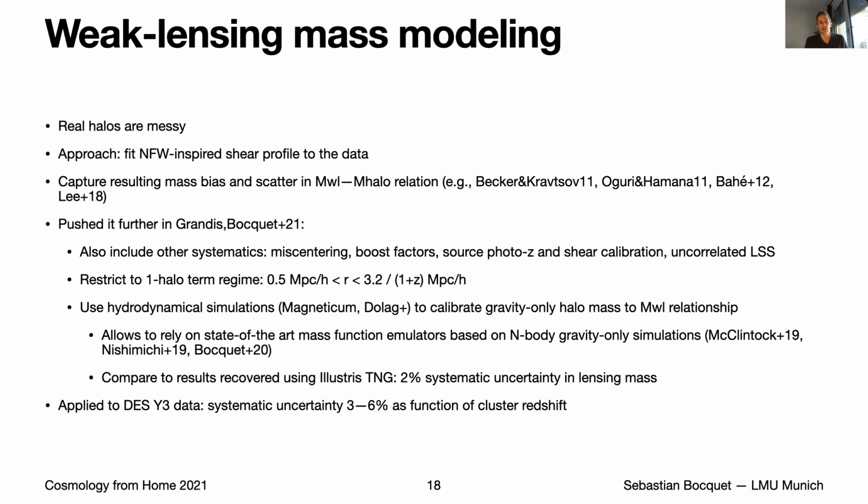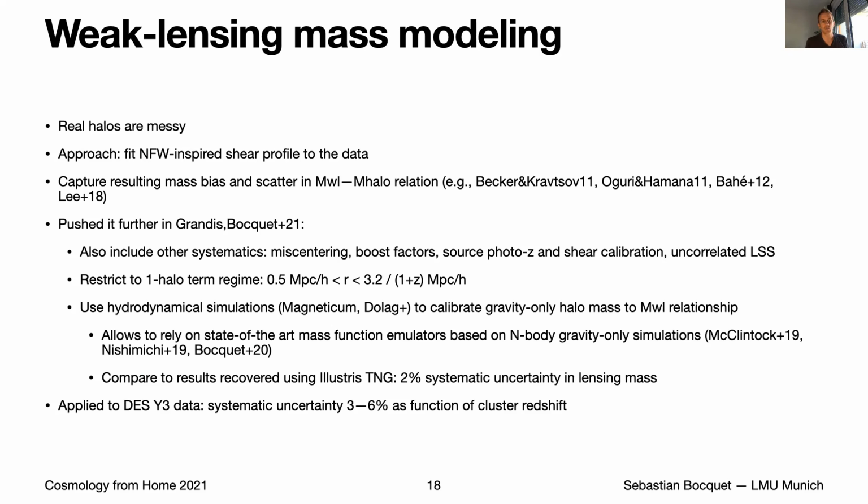As I said, we restrict our weak lensing analysis to the one halo term regime. The reason is the following. We want to exclude the innermost part of the halo where miscentering is important and where the cluster core might be doing its thing. And we exclude the two halo term regime because this makes the modeling a lot more complicated.